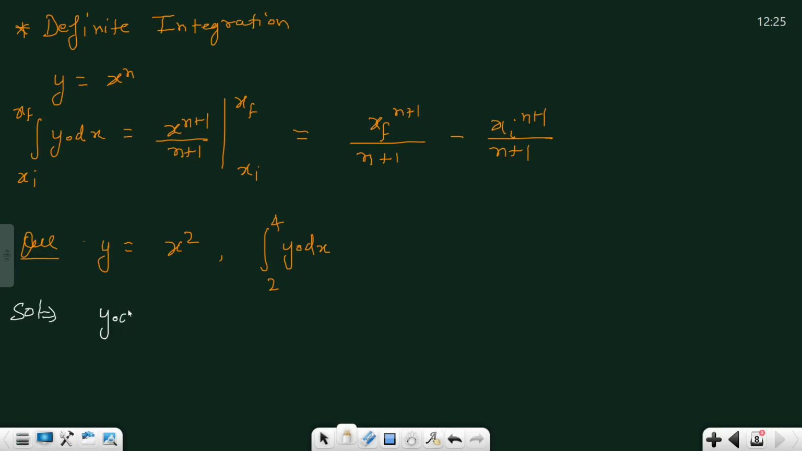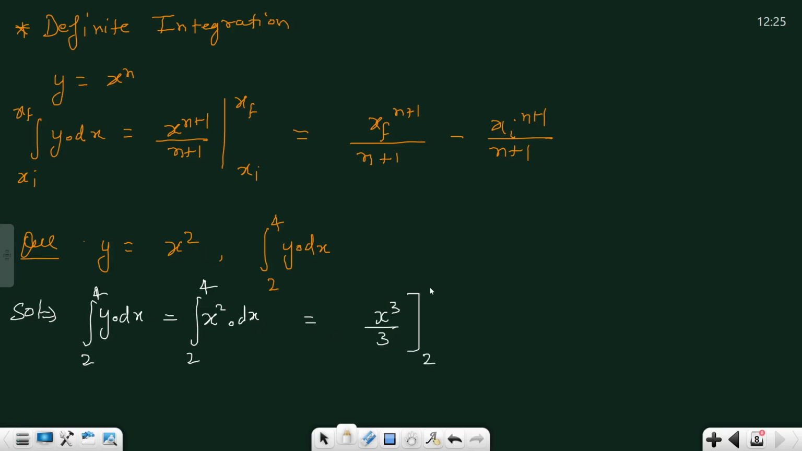Y dot dx we will write as x square dot dx. What will be the integration of x square? It will be x cube by 3, isn't it? Clear again? Yes, sir. Any doubt? The integration of x square will be x cube by 3.